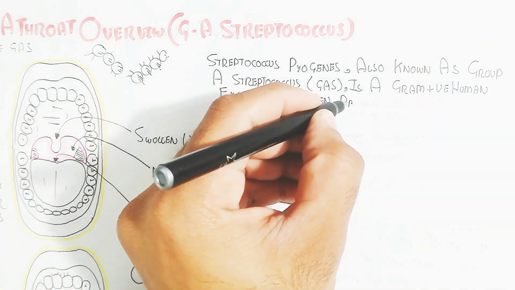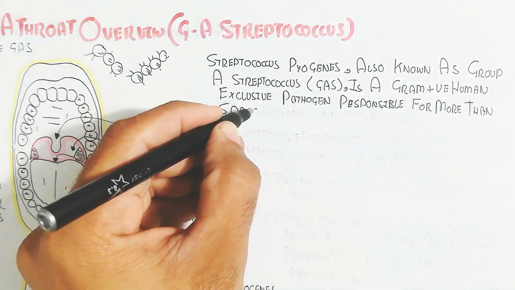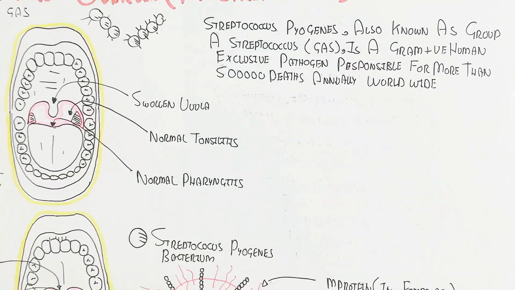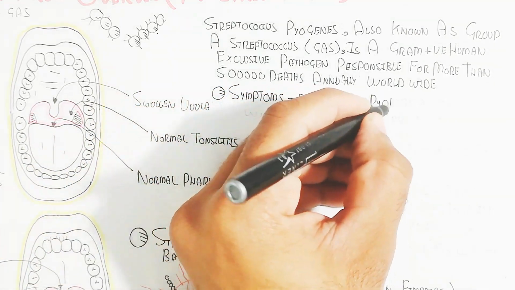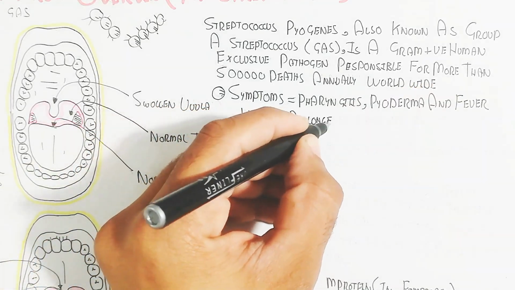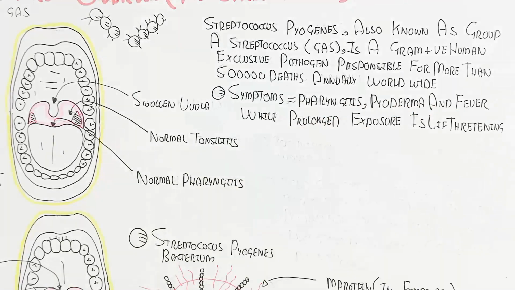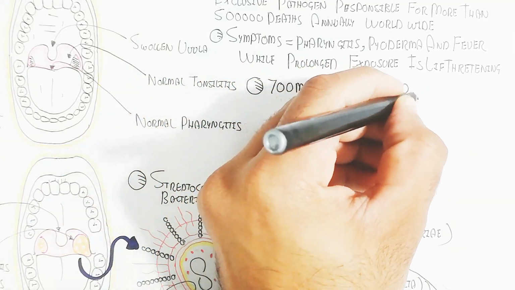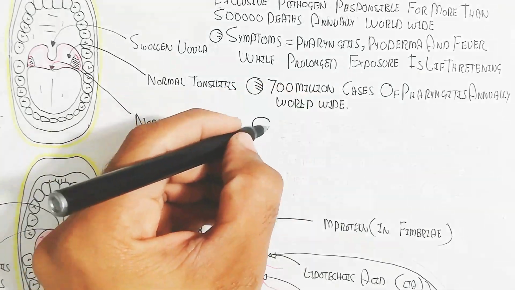Streptococcus pyogenes, also known as group A Streptococcus, GAS, is a gram-positive human-exclusive pathogen responsible for more than 500,000 deaths annually worldwide. Symptoms involve pharyngitis, pyoderma, and rheumatic fever with joint pain, while prolonged exposure is life-threatening. Rheumatic fever can come with a fever of 38 degrees Celsius.